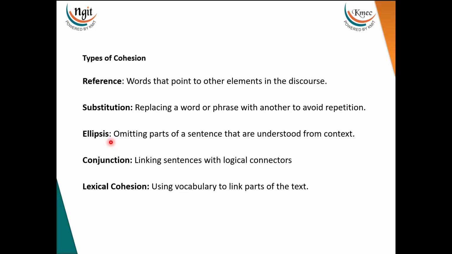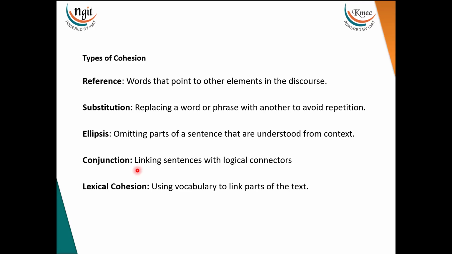Then we talk about conjunction. It is linking sentences with logical connectors. The logical connectors are mentioned in various categories. If I say the word "and," that falls under additive. If I say "however" or "but," these fall under adversative. If I say "because," "as a result," "therefore," these words fall under causal. And if I say "then," "after that," "meanwhile," these fall under temporal.